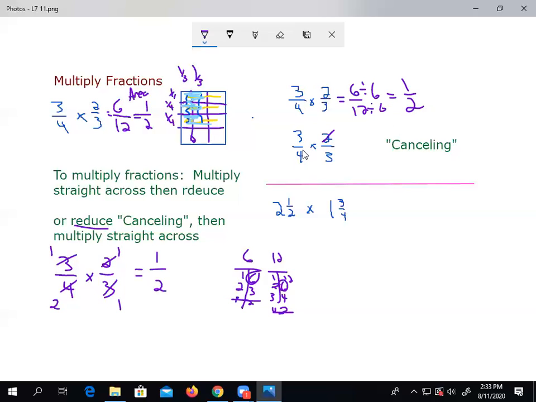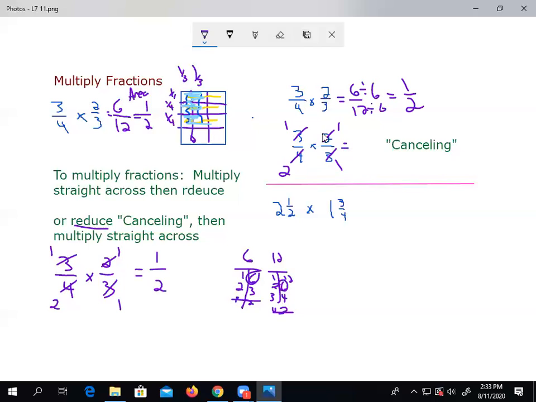And I see that these both have a 2 in them. So 2 goes into 2 one time, and 2 goes into 4 twice. So I divide the 2 out there. Then if I look diagonal this way, these 3's both have a 3 in common. 3 goes in 3 one time, and 3 goes in 3 one time. And that's what we mean by canceling.